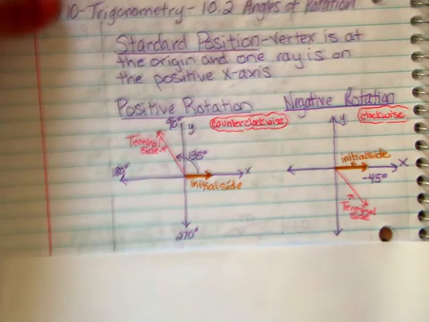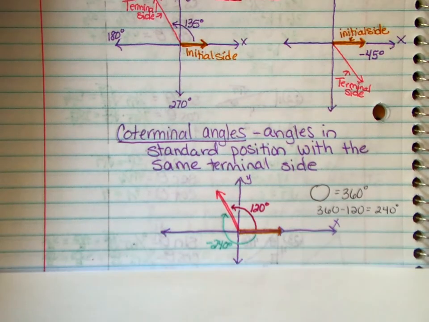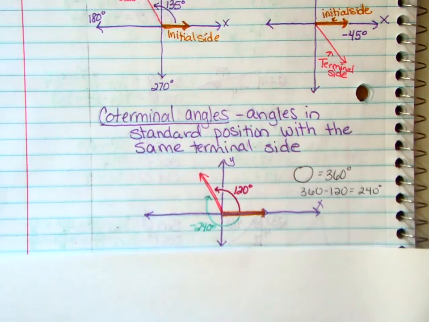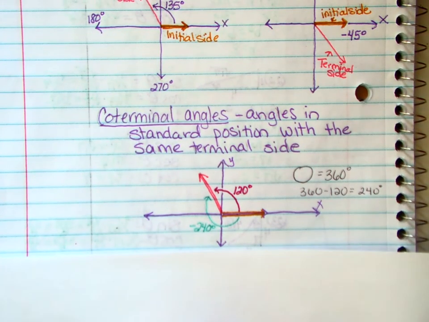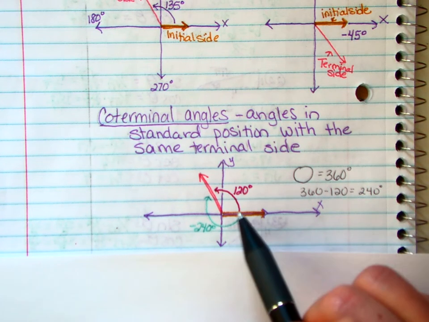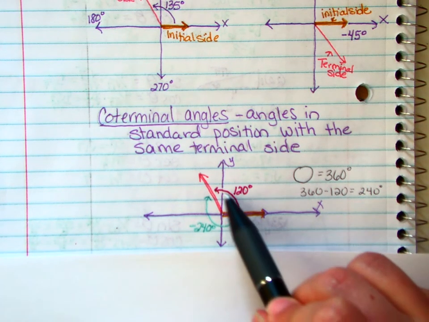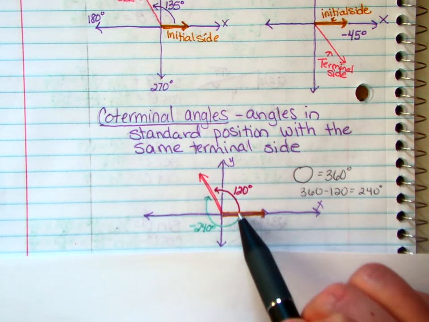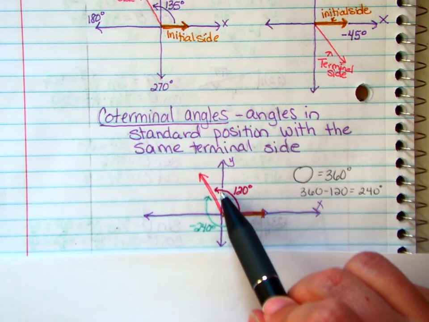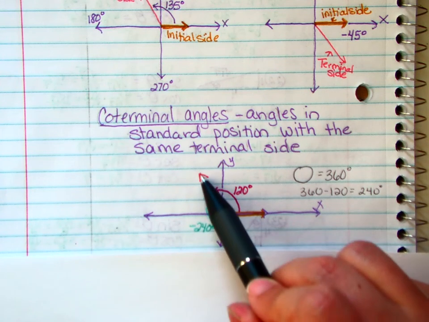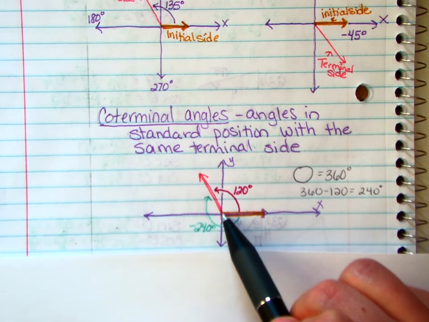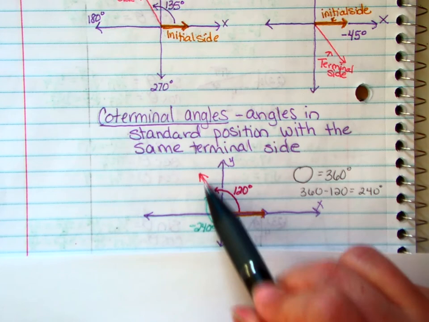Next, we're going to talk about coterminal angles. These are angles in standard position with the same terminal side. So if I were to do 120 degrees, I would go up, I would pass my 90 a little bit, and this is 120 degrees. Coterminal angles are actually the same ray right here.